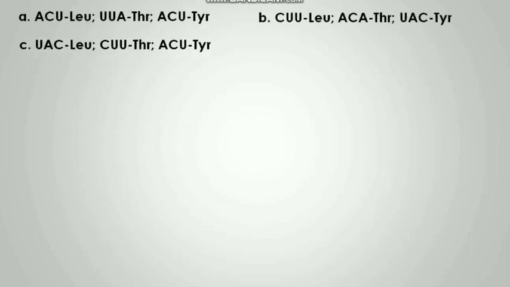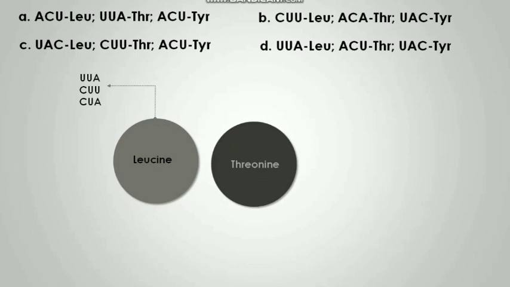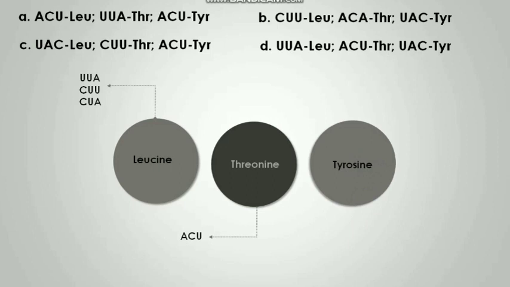So let us see the options again, keeping in mind the idea that was discussed in the last slide. So let us see option A, option B, option C, and option D. And we know that leucine is coded by 3 triplet codons, and those are nothing but UUA, CUU and CUA. And at the same time, threonine is coded by the triplet codon ACU. And tyrosine is coded by the triplet codon UAC.